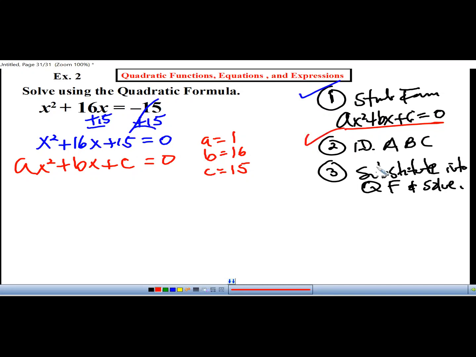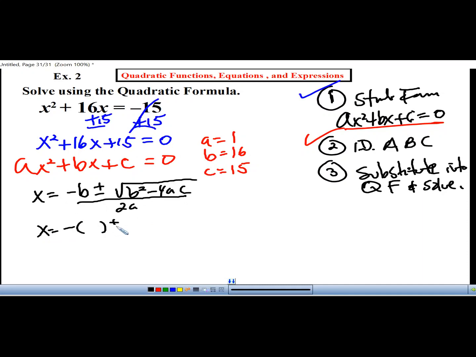Now that we're done with step 2, step 3 says substitute into the quadratic formula and solve. That means we need the quadratic formula. What is that? X equals minus B plus minus square root B squared minus 4AC over 2A. X equals minus parentheses plus minus square root parentheses squared minus 4 parentheses over 2 parentheses.